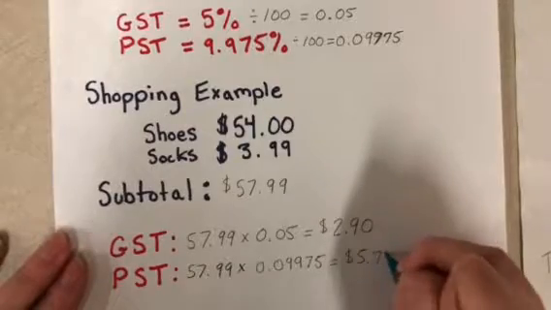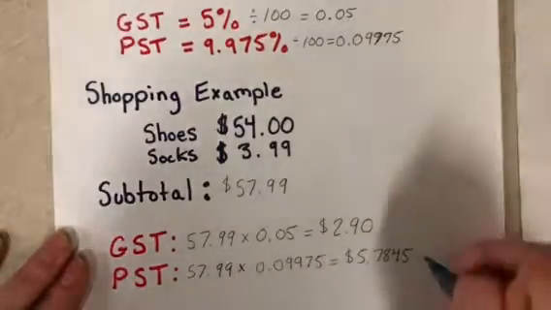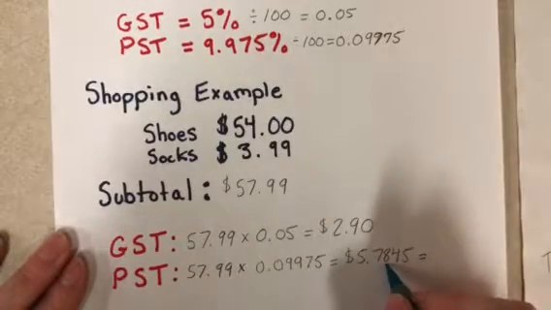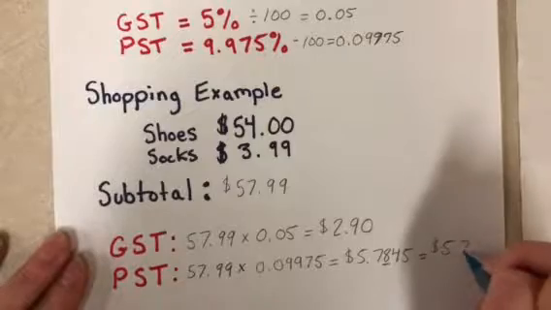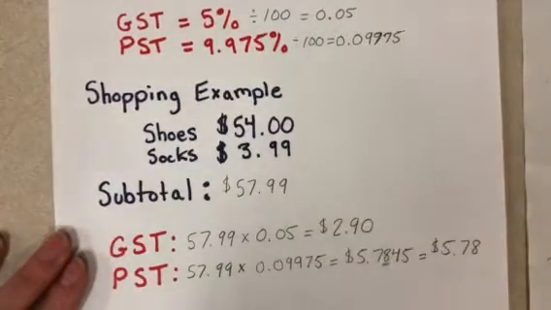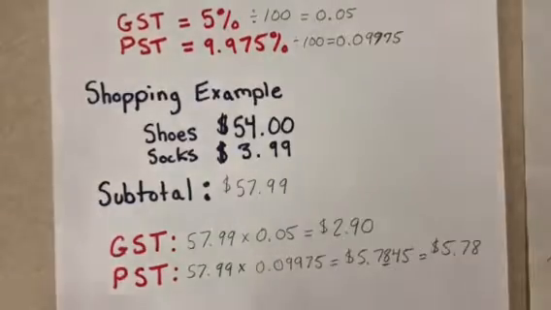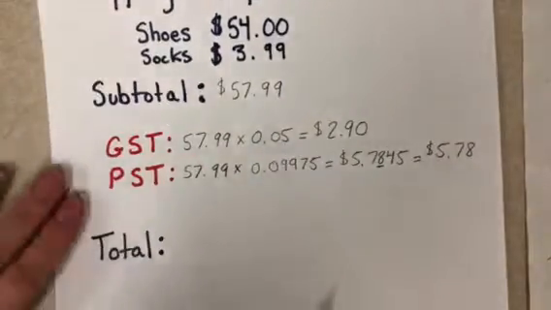Now, if ever you do get multiple decimal places in your answer, you then have to round. So with money, we're always going to round to the second decimal place. Once you find your two sets of taxes, you then must calculate your total.